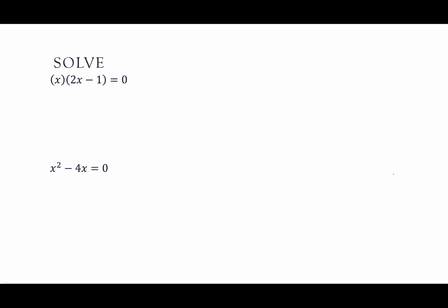My next one says x times 2x minus 1. So I have x is 0, and I have 2x minus 1 is 0. So the x is 0 is finished. I don't have anything to move. The 2x minus 1 is 0. I make that 2x equals 1. So x is equal to 1/2. Two solutions, 0 and 1/2.